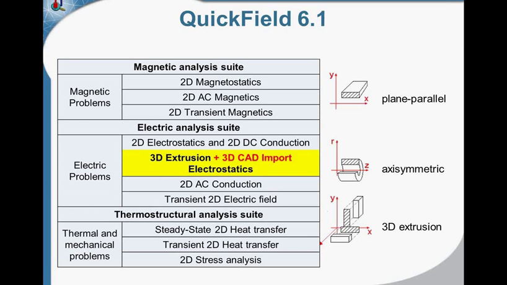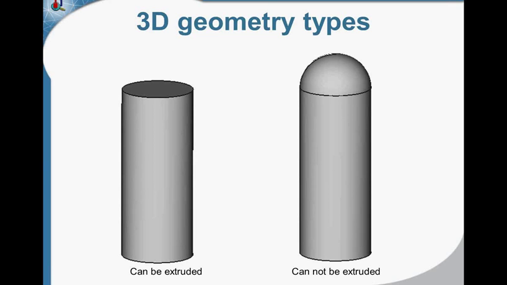And now we introduce 6.1, which combines 3D extrusion with a new possibility to create three-dimensional geometry in CAD systems and then import it to QuickField. So today it is possible to create geometry not only as a 3D extrusion but also as arbitrary 3D geometry made in CAD programs and transferred to QuickField via step file. It's one of the CAD formats.